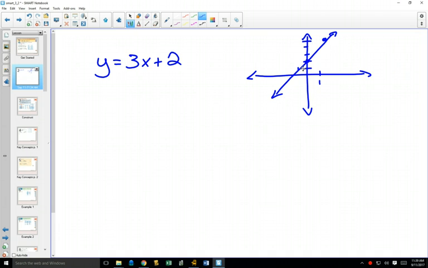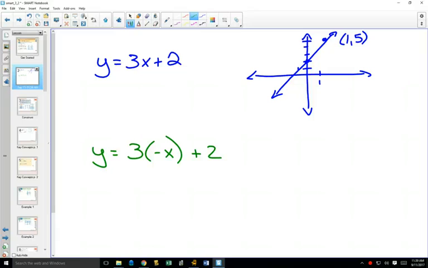3.2 is looking at what happens when there's a negative, a reflection in the graph. So first of all, I'm going to look at, well, what would happen, and I'm going to look in particular, here we've got the point, and I'm going to label 1, 5. What would happen if you replaced the x with a negative x? I'm going to do this a little bit lower, I'm going to change colors.